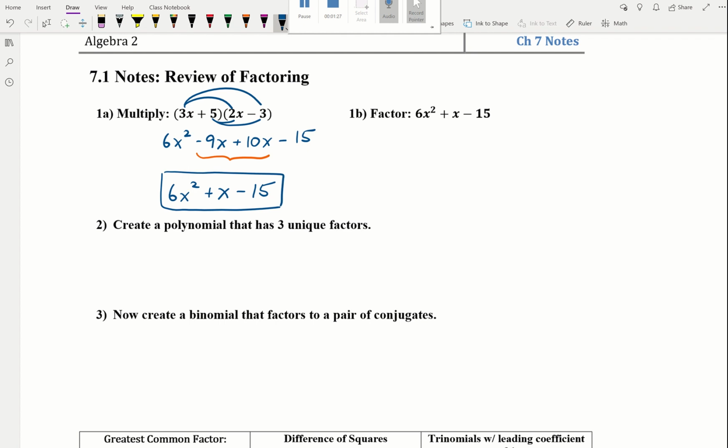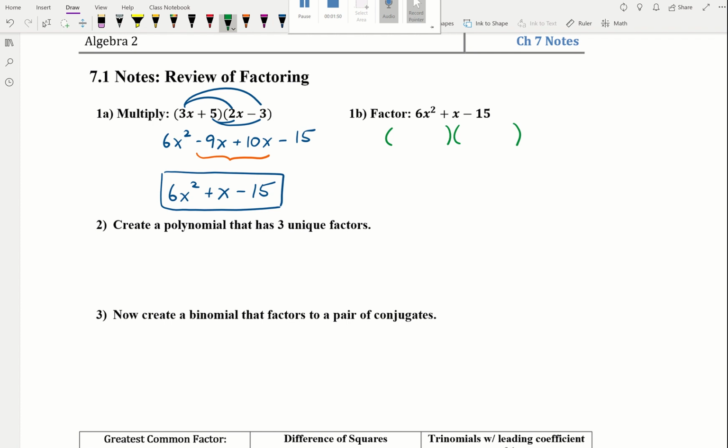Now, on the other side, 1b, we're asked to factor. So when factoring, we always want to look for a greatest common factor first. And between the 6x squared, the x, and the negative 15, there are no greatest common factors. So from there, anytime there's three terms, I'm thinking two binomials.